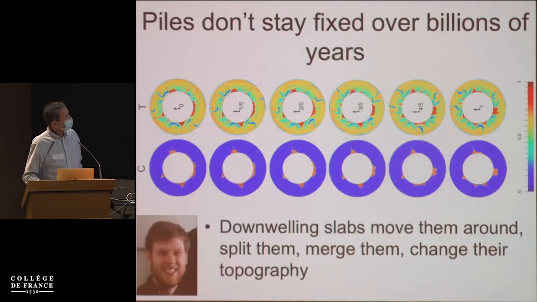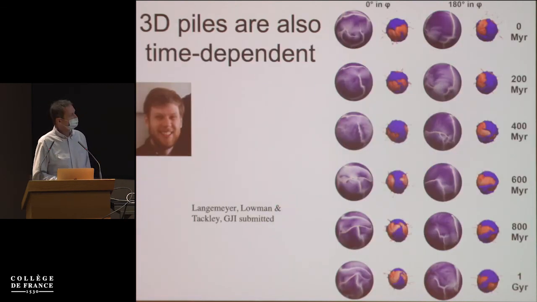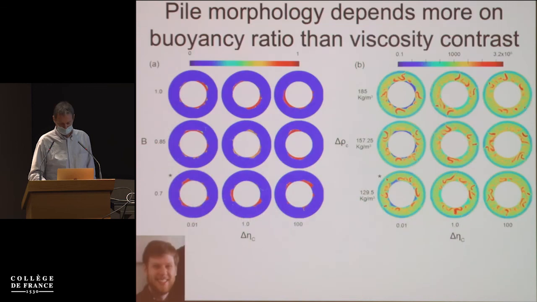Another point from these calculations, as well as others that people have published, is that the piles don't stay in the same place for billions of years. Instead, they move around, they're influenced by subduction, they can split up, join together, and so on. This is also shown by these 3D models, which span a time period of 1 billion years. You see the piles moving around, changing, splitting up, merging.